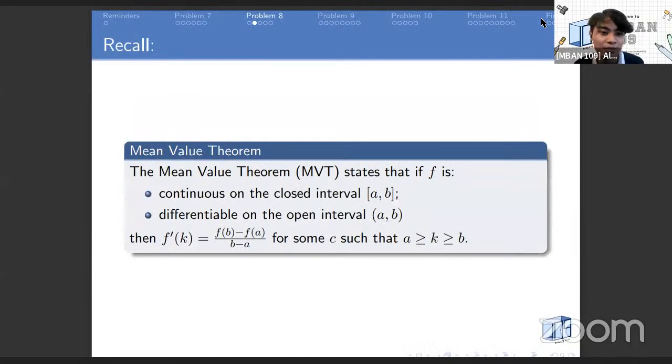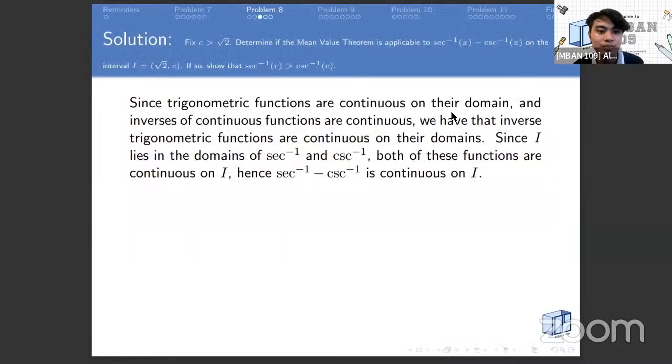Ayan, so recall natin, ano ba yung mean value theorem? The mean value theorem states that if f is continuous on the closed interval a, b, differentiable on the open interval a, b, then f prime of k is equal to the difference of f of b and f of a over the difference of b and a, for some k such that k is greater than a but k is less than b. So meaning k lies between a, b.